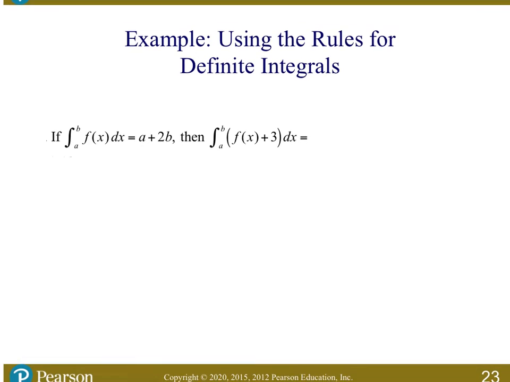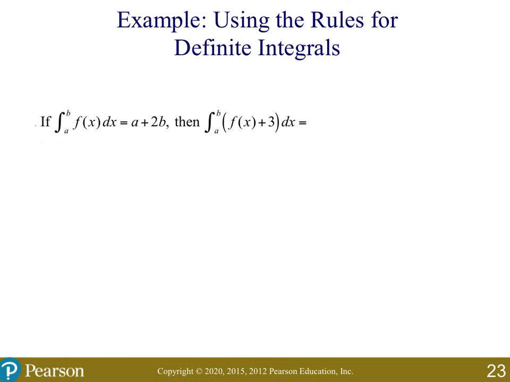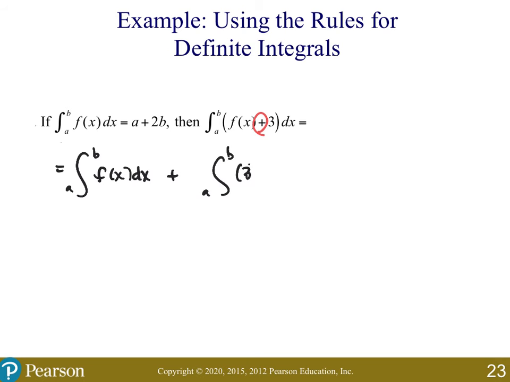So here's more of an abstract one. If the integral from a to b of f of x dx is a plus 2b, then what do I have if I add 3? So you can think of this geometrically. You can also think of this algebraically. So algebraically, using the properties, this addition here can be split up into 2 separate integrals. So I can have the integral from a to b of f of x dx, and then I can also apply the integral from a to b of the constant number 3.